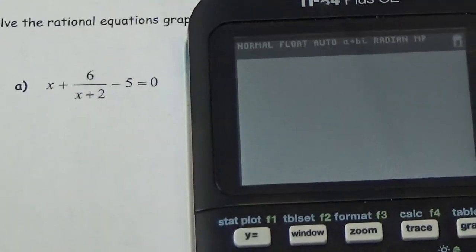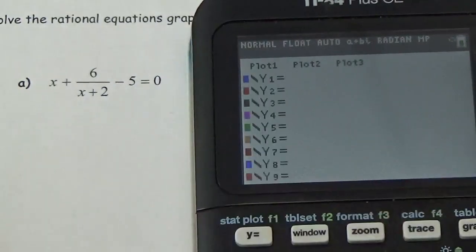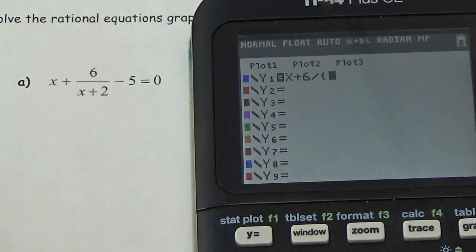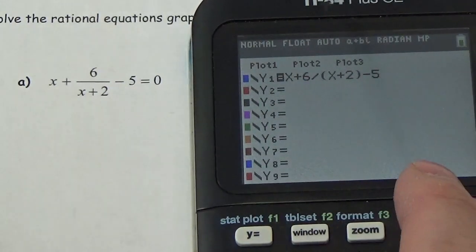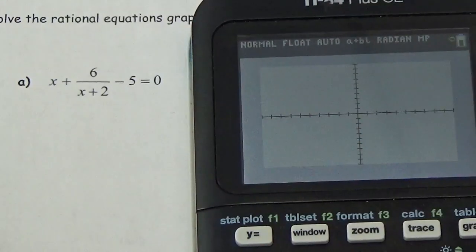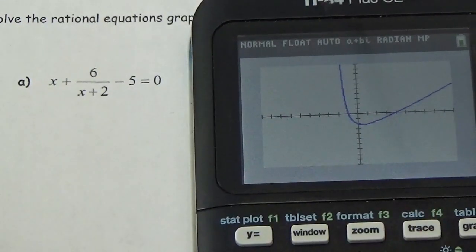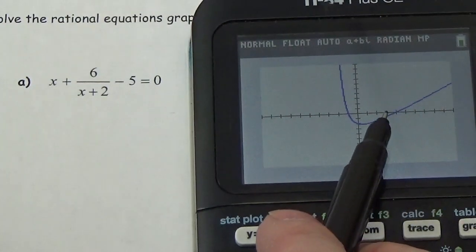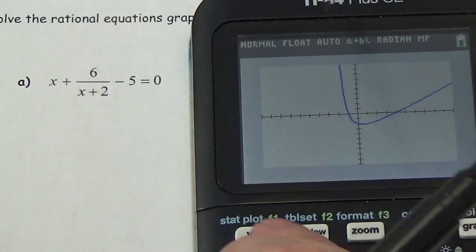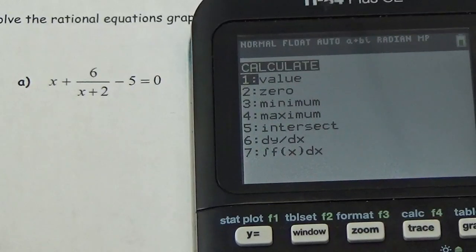Let's maybe zoom in a bit here. So, y equals, and I will make this x plus 6 divided by, and I have to make sure I put parentheses around that denominator or the calculator won't understand what I'm dividing by, minus 5. Okay? I'm going to graph that, and I've gone back to my regular zoom settings here. I've got an x-intercept there at what looks like -1, and another one here at what looks like 4. But let's use the calculator to figure those out.